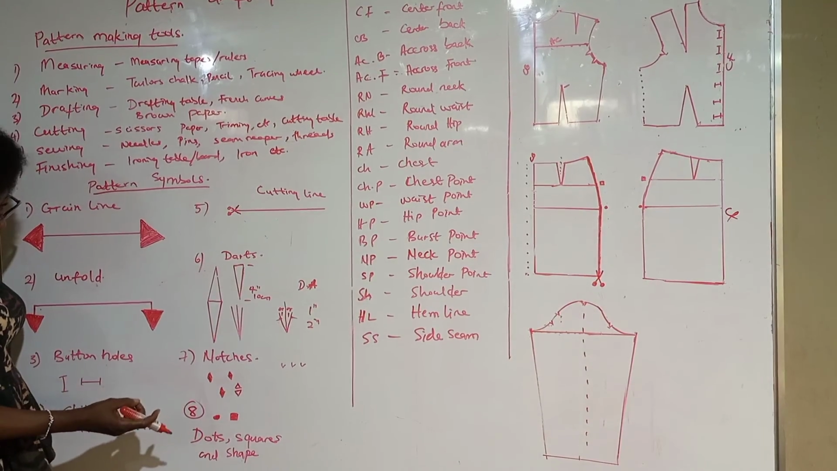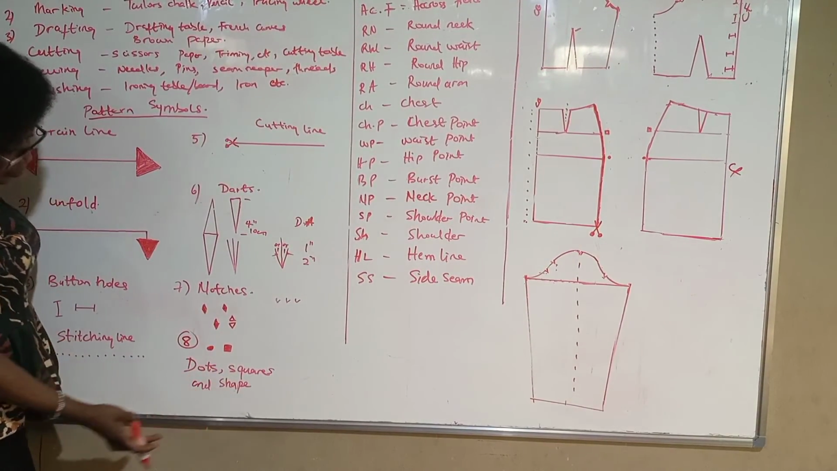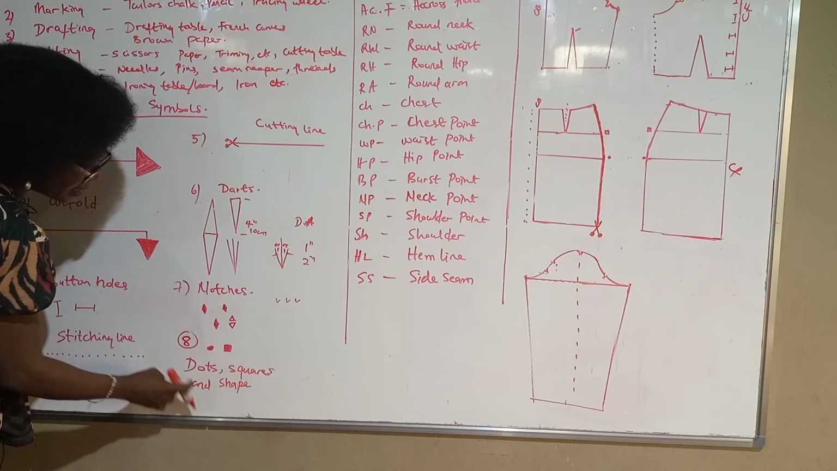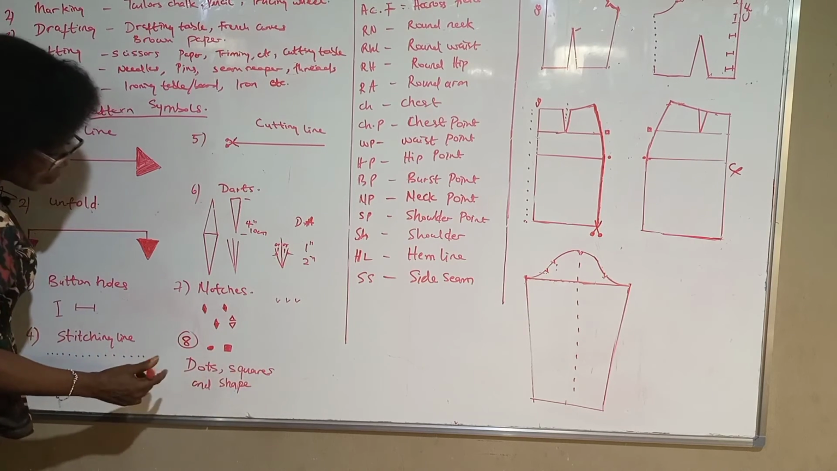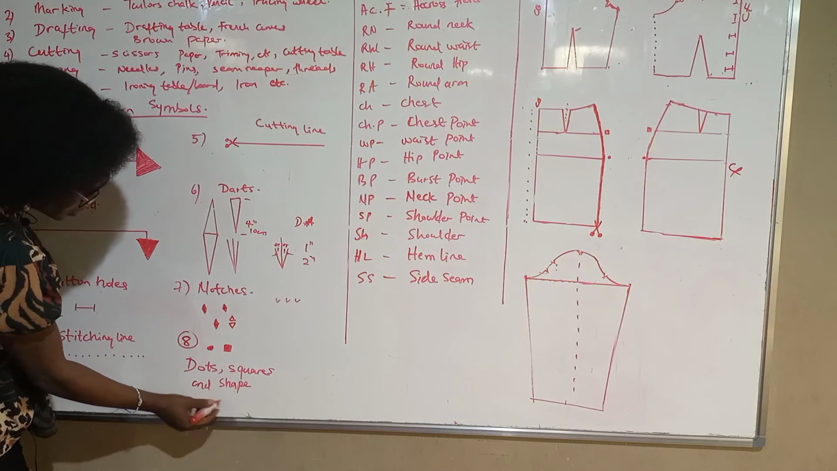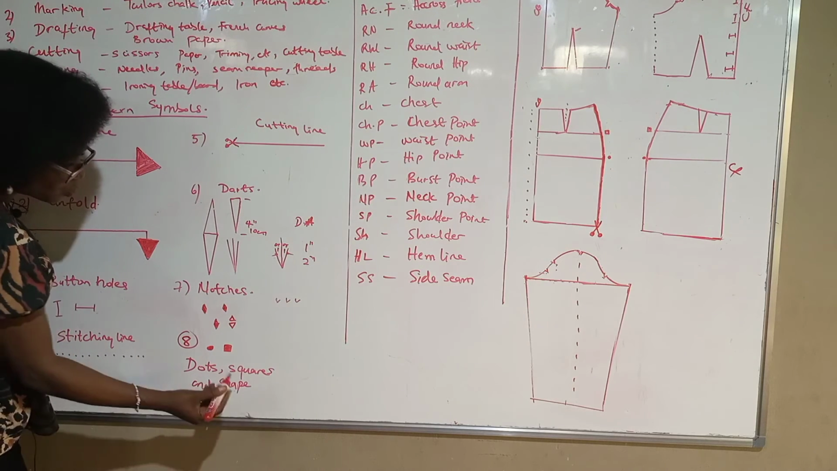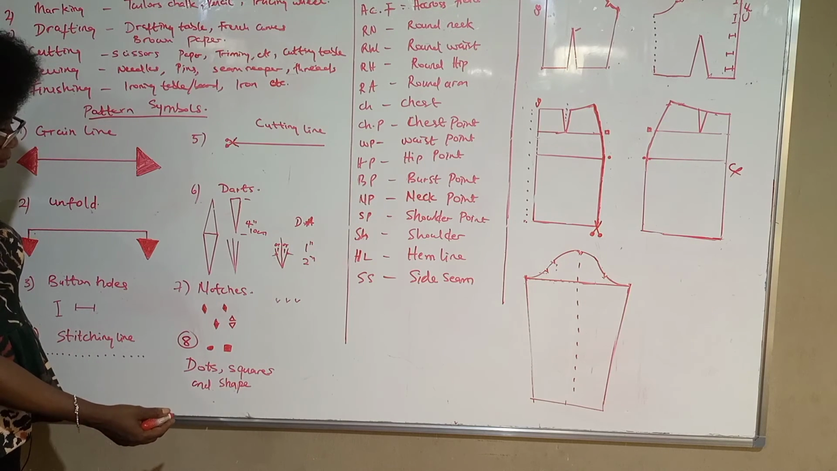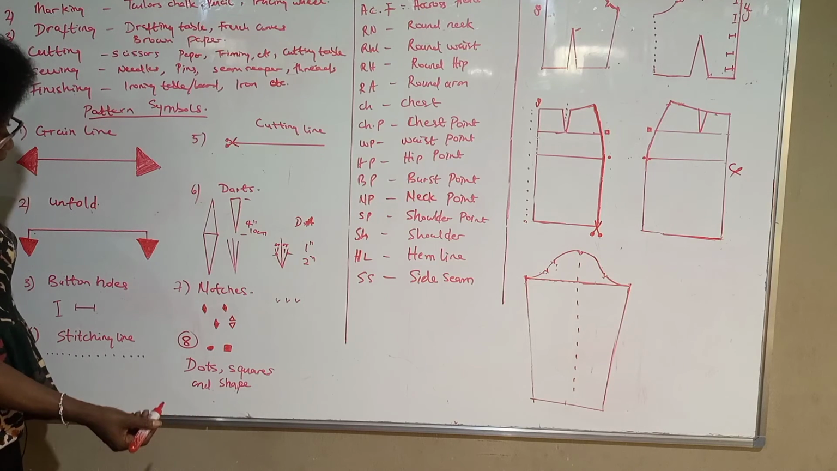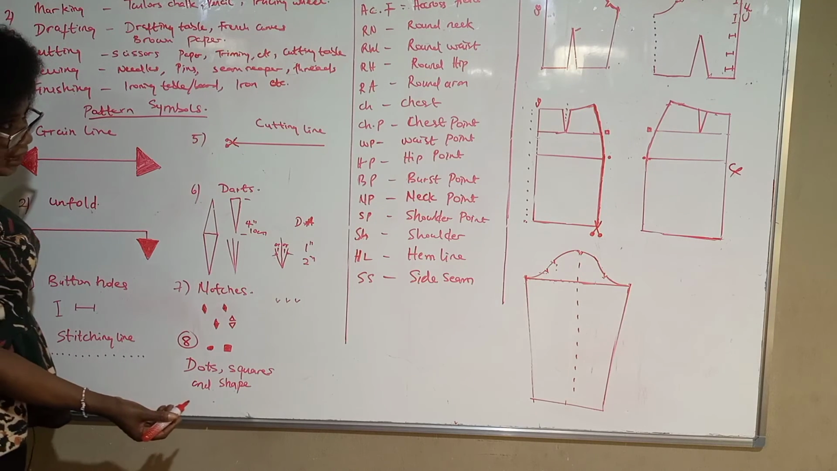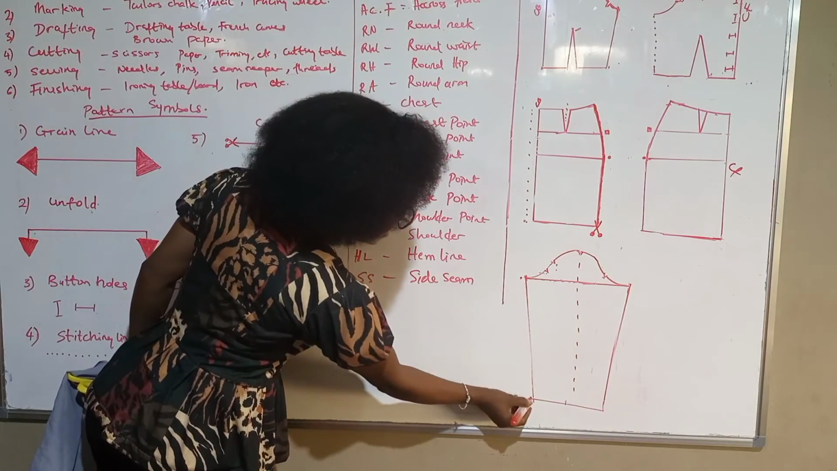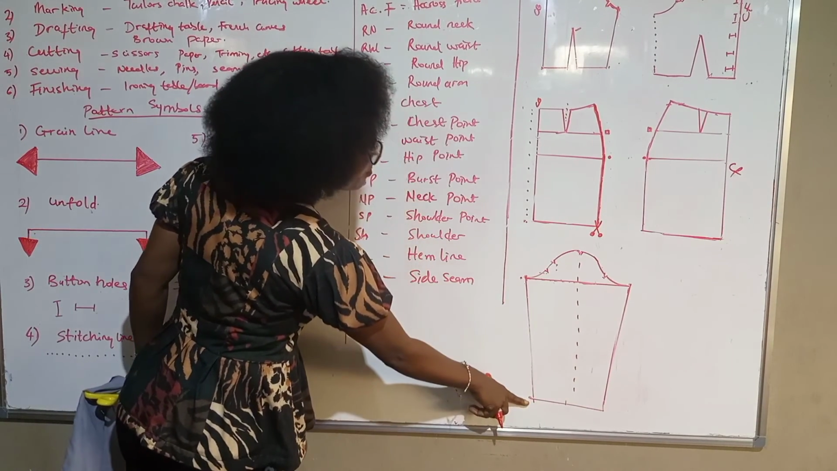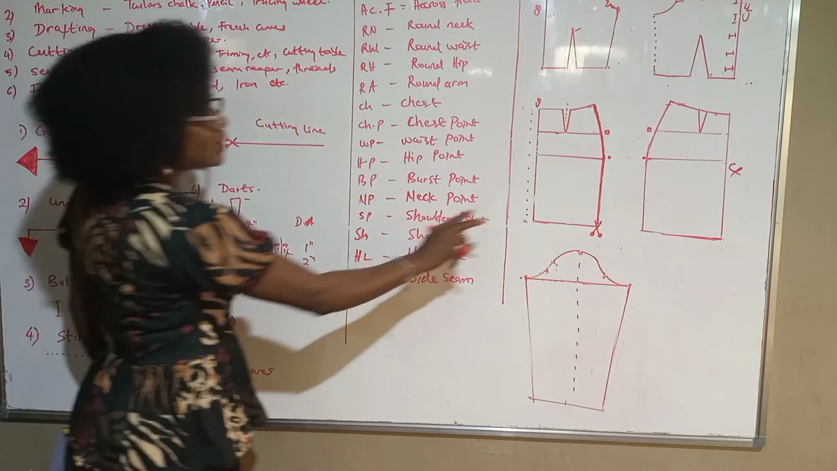Now the next one are the dots, squares and shapes. You know, it's a means of communication. If a team is working together, among your team, you should know what a dot means. You should know whatever shape you put, you should know what it means, so that whoever is working next on a project can know what to do with different pieces of the design you are working on. Like if I put dots here and here, it means start sewing from here and end sewing from here. That is that.